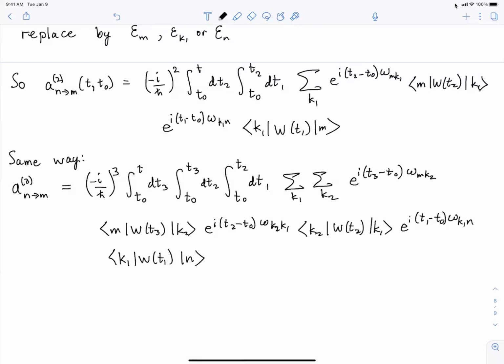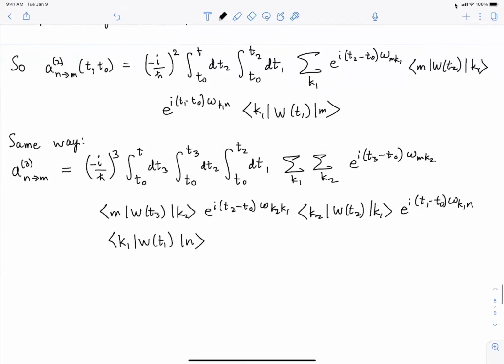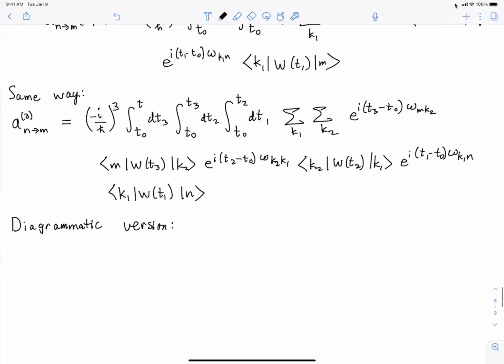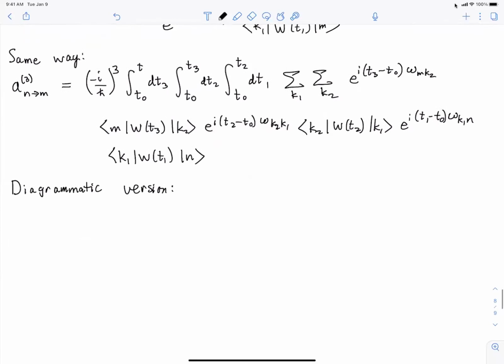Okay, and so all of this stuff comes from the Dyson series. And so then if you stare at the Dyson series long enough, you'll realize that there's actually a diagrammatic way of writing this. So there's a diagrammatic version where instead of writing down all those complicated factors, we're just going to draw lines and dots with the understanding that each line and dot means something in the equation.